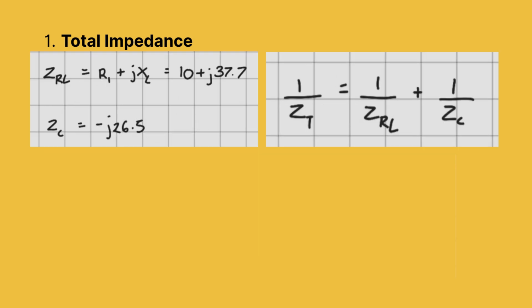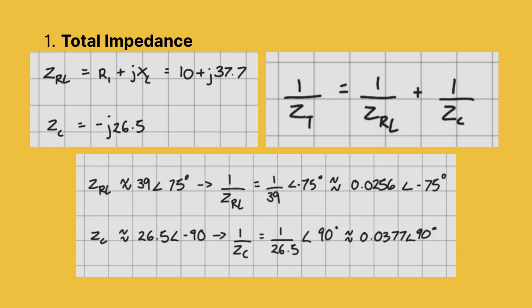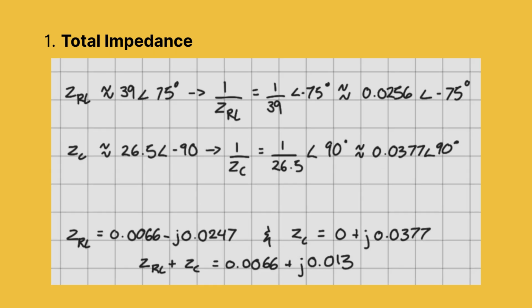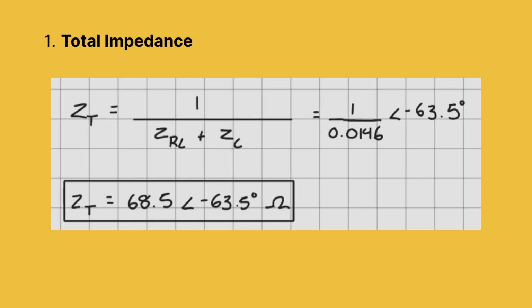These reactance values can now be converted to impedance as seen here, where R and L reactances are added as they are in series. To combine the two parallel branches, the following formula is used. However, when finding the reciprocal, polar form must be used, and to add impedances, rectangular form must be used. This means a number of conversions between the forms must be done. However, through multiple conversions, the total impedance is found as 68.5 ohms with an angle of negative 63.5 degrees.